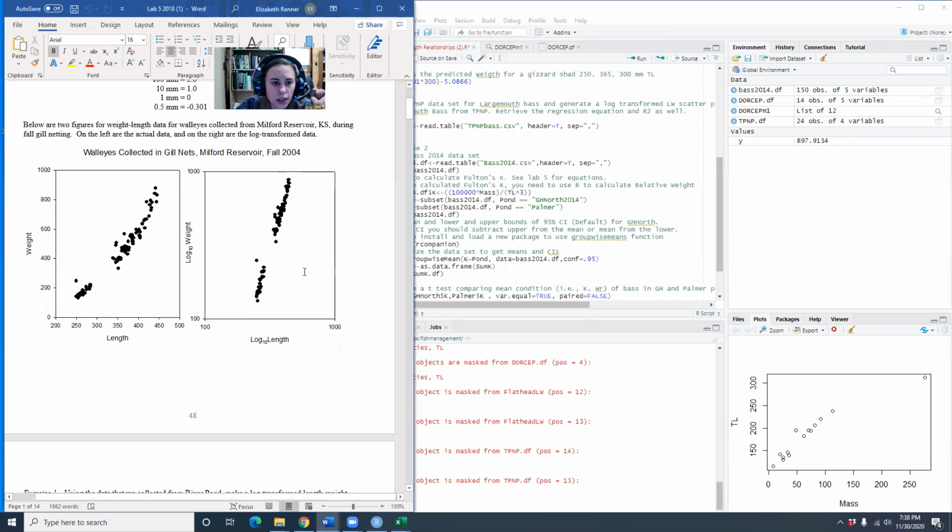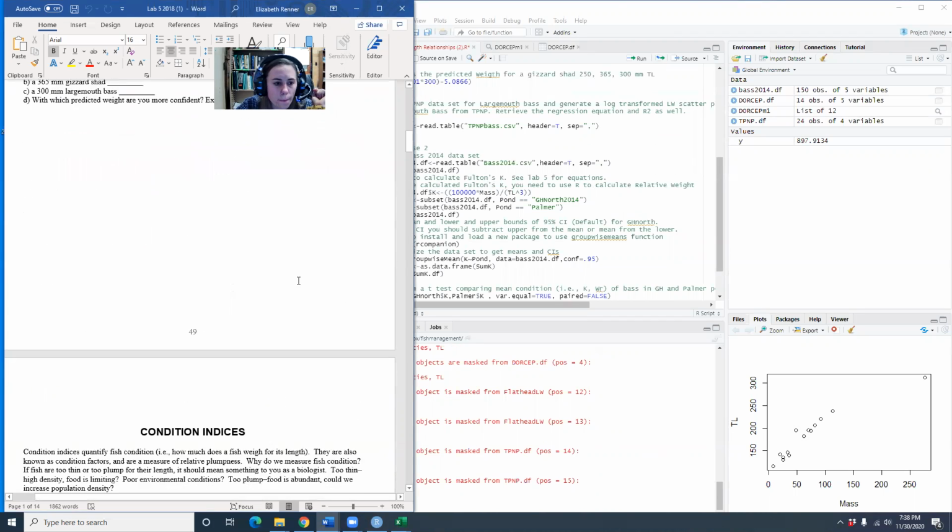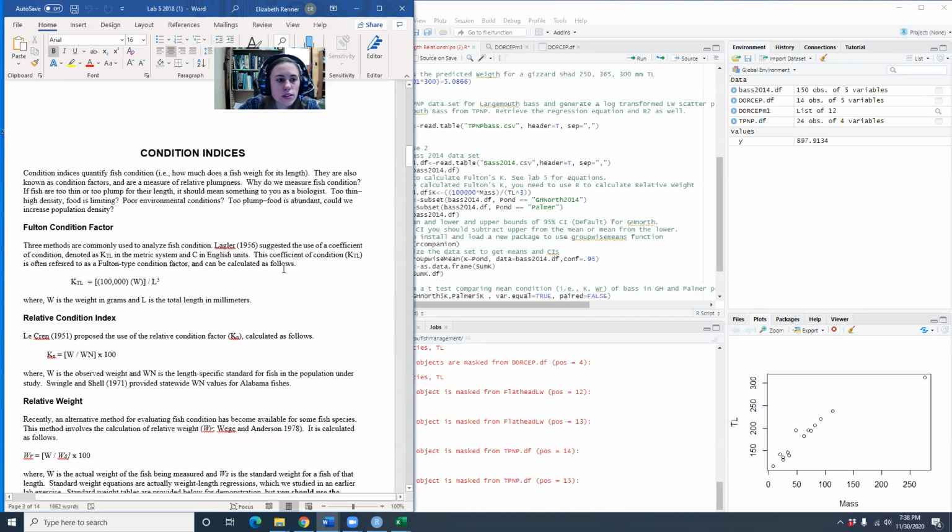So let's talk about Fulton K. So now condition indices. So condition indices quantify fish condition. So how much does a fish weigh for its length? They also are known as condition factors and are a measure of relative plumpness of a fish.